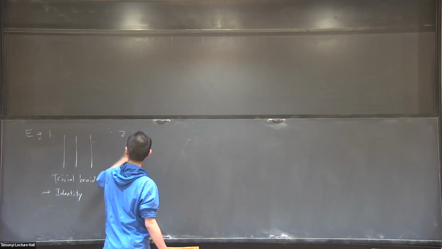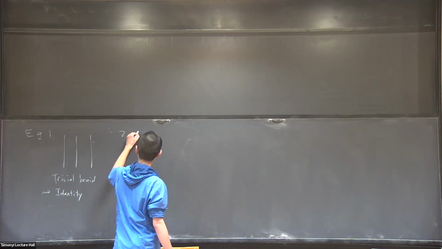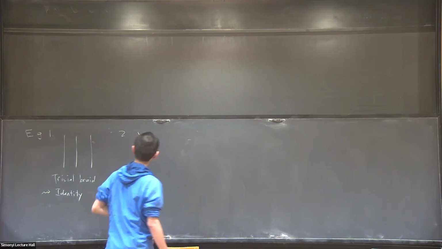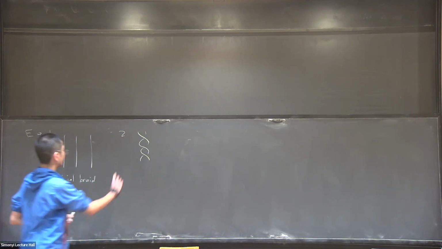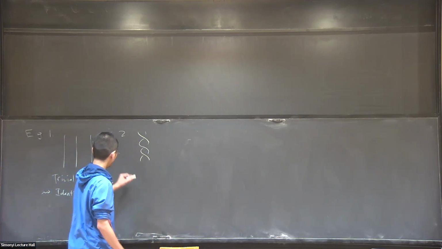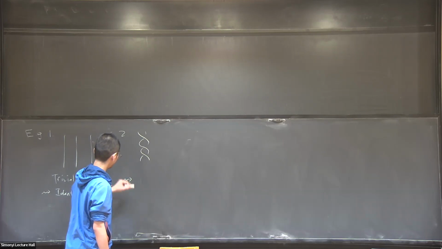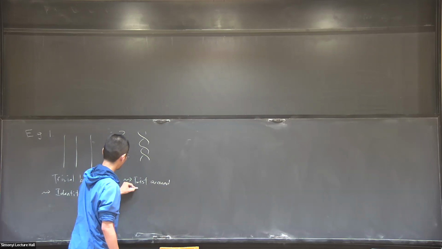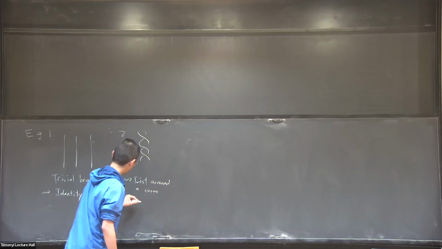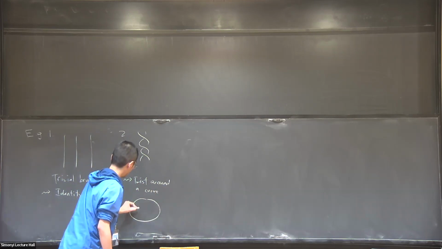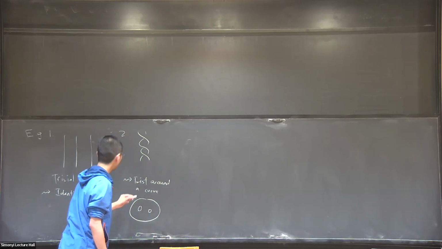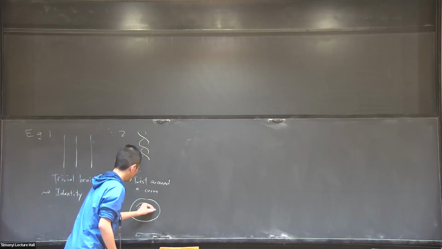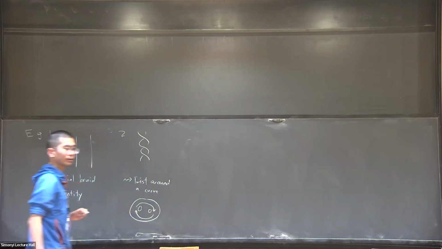Here's a second example. This is slightly more interesting. You have 2 strands that wrap around each other. So this would induce a twist around the curve. If you draw out the disc, it's going to have 2 holes corresponding to 2 strands. And I'm sweeping from bottom to top, and so they're winding around in the clockwise direction.